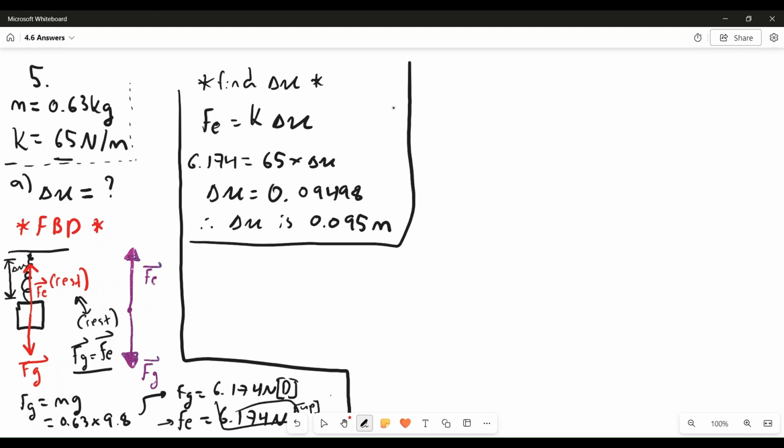Now, part B is talking about the acceleration. And what it's talking about is if it's not at static equilibrium, so I'll draw another diagram here actually.